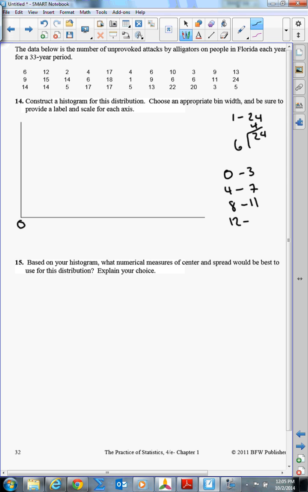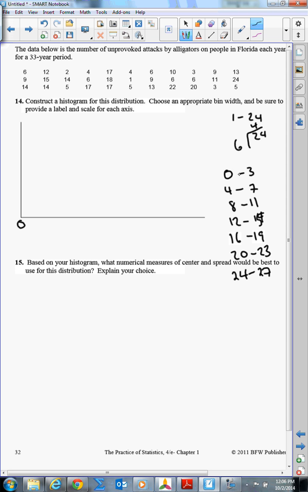8 to 11, 12 to 15, and then 16 to 19, and 20 to 23. 1, 2, 3, 4, 5, 6. This is the 6 that I wanted, but because I put that 0 in there, I'm going to have to add another class. So it's 24 to 27. So I wanted 6 originally, but I ended up with 7, and that's fine.